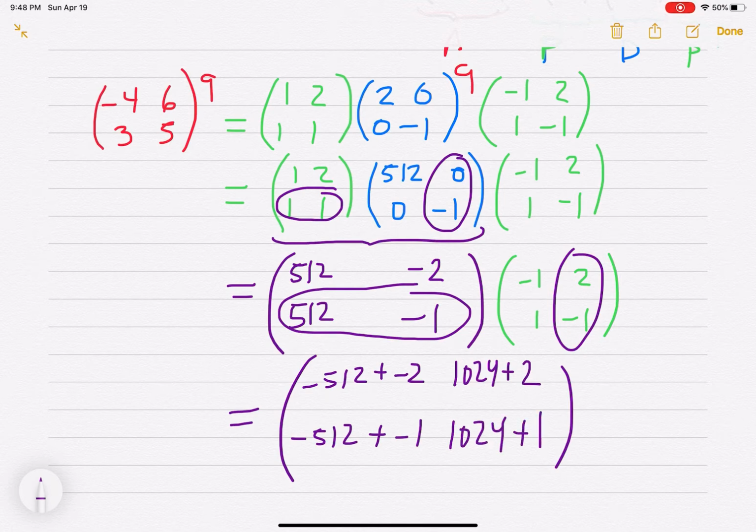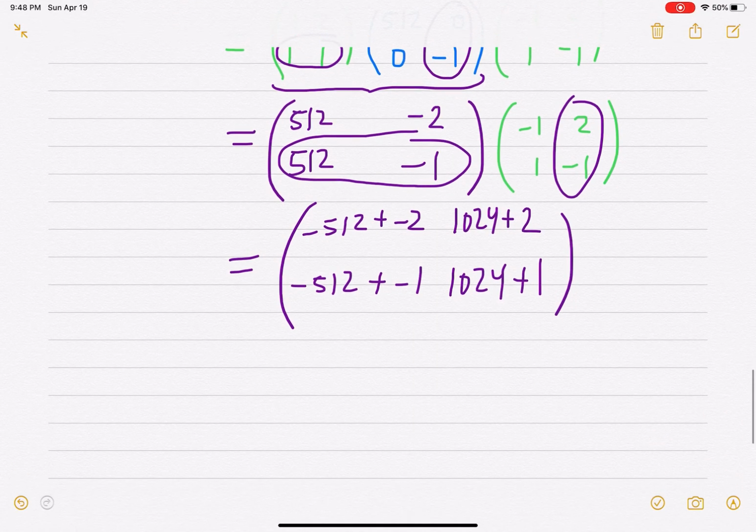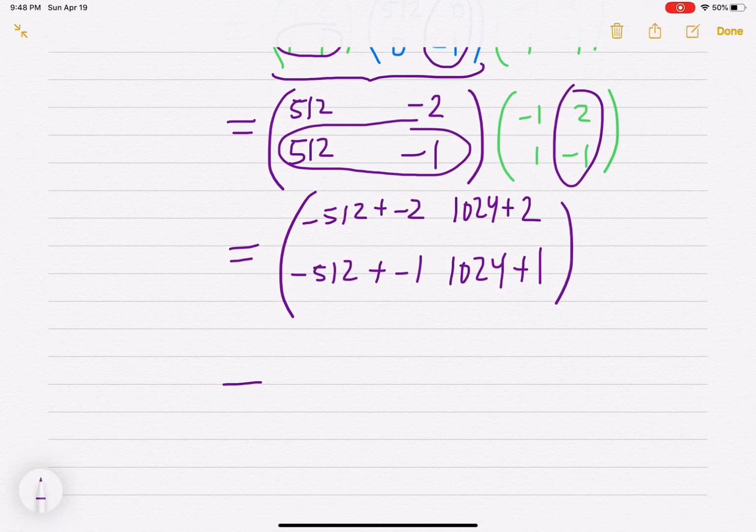Let's combine these together, and we're going to get the following matrix. What is it? -514, -513, 1026, 1025.